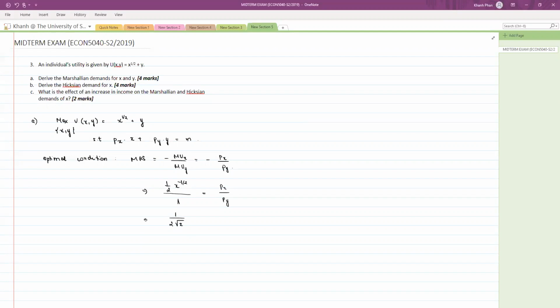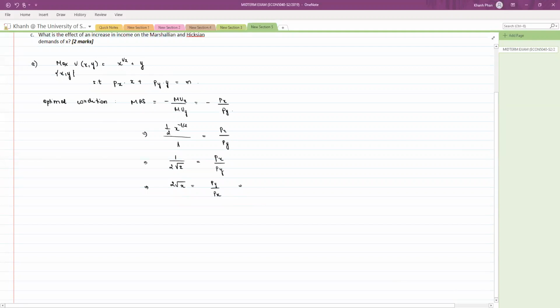x to the power half is the square root of x, and because we have a negative sign, we move that to the denominator and the negative sign disappears. That is equal to px over py. Solving this equation, I get 2 square root of x is equal to py over px. Therefore, square root of x is equal to py over 2px. If I square both sides of this equation, I get x equal to py squared over 4px squared. This is the Marshallian demand for good x.